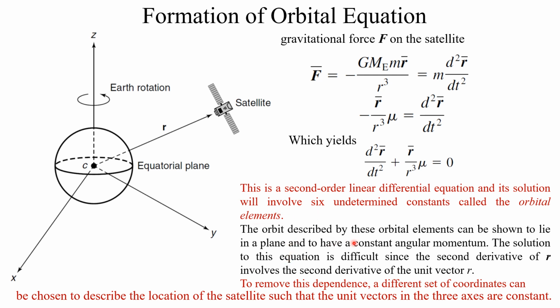The orbit described by these orbital elements can be shown to lie in a plane and to have a constant angular momentum. The solution to this equation is difficult since the second derivative of r involves the second derivative of the unit vector r. Obviously, the situation will be difficult. To remove this dependence, a different set of coordinates can be chosen to describe the location of the satellite such that the unit vectors in the three axes are constant. Basically, these are the mathematical tools.